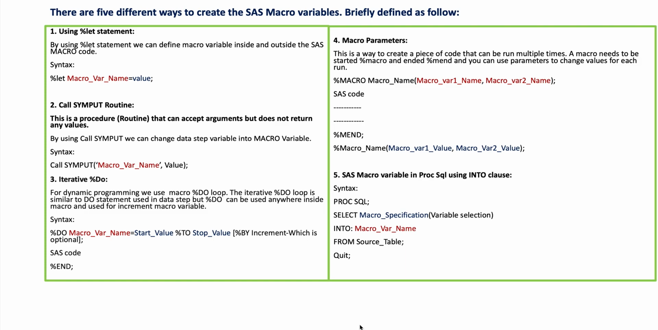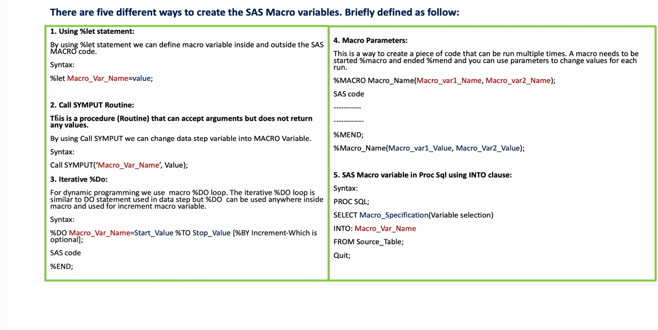Number 1, using the %let statement. By using the %let statement, we can define a macro variable inside and outside the SAS macro code. If we define it inside the macro code, then it is called a local macro variable. If we define it outside the macro code, then it is called a global macro variable. Syntax is given here: %let, macro var name, which represents the macro variable name we have to provide here, equal, value. That value represents the value of the macro variable which we have defined.